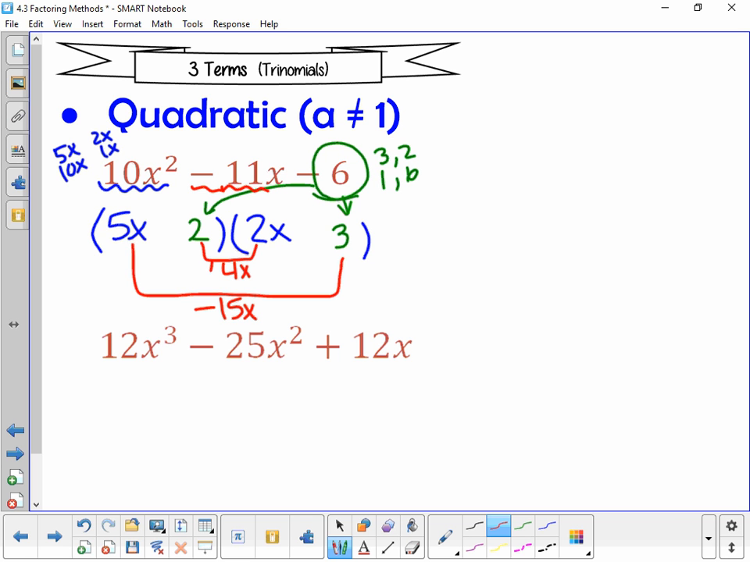I need a negative 15 and a positive 4. So the 15 needs to be negative. It's going to be a minus 3. The 4x needs to be positive. It's going to be a plus 2. So that looks kind of messy. I'll rewrite it. 5x plus 2, 2x minus 3.